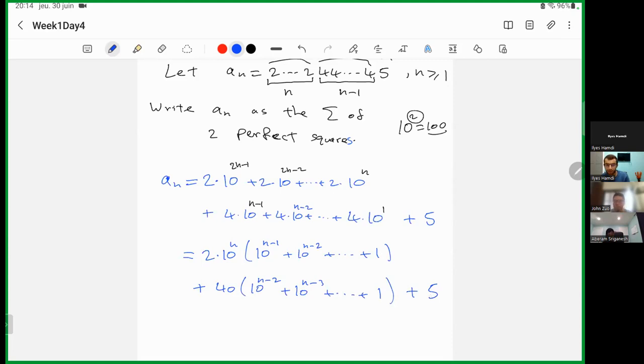Let me check what you guys are saying. Okay, yeah. Now that I have this, can you guys help me simplify what's in the brackets? What do you think about what's in the brackets? How would you simplify it?